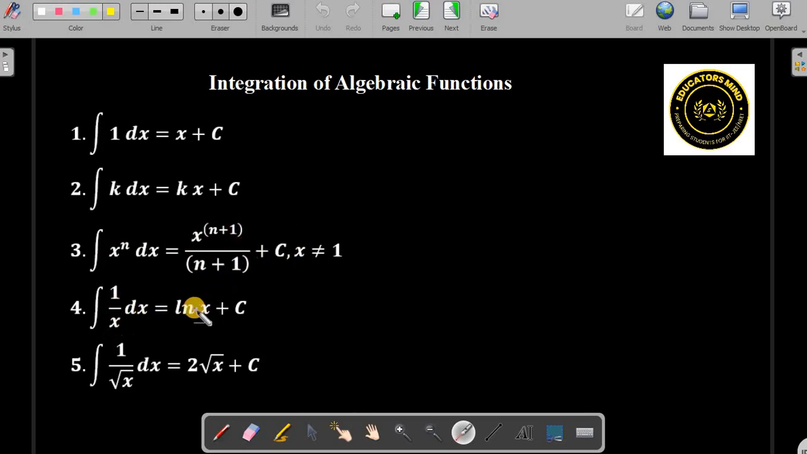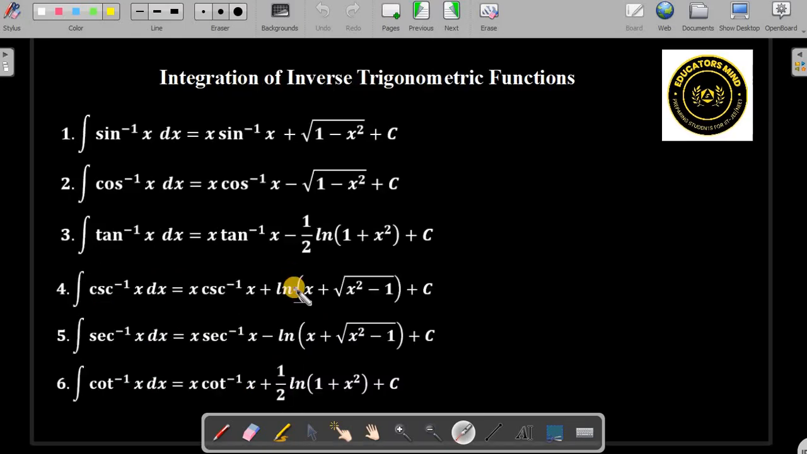Integration of 1 by x is ln x, because the differentiation of ln x is 1 by x. Similarly, integration of 1 by root x is 2 root x, right? Okay, then let's go to the next.